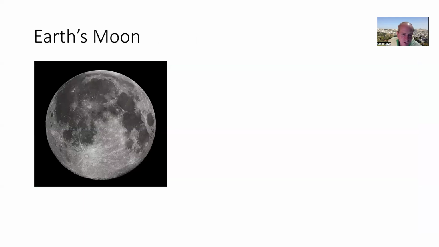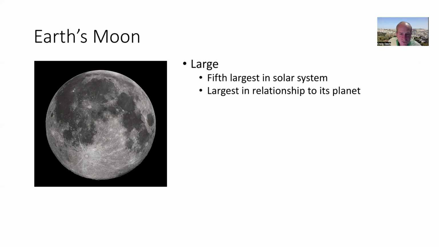So let's talk a little bit more about Earth's moon. We'll start from the inner planets and work out, and we're the first planet with a moon. So Earth's moon is large. It's the fifth largest moon in the solar system, and it is the largest moon in relationship to its planet.